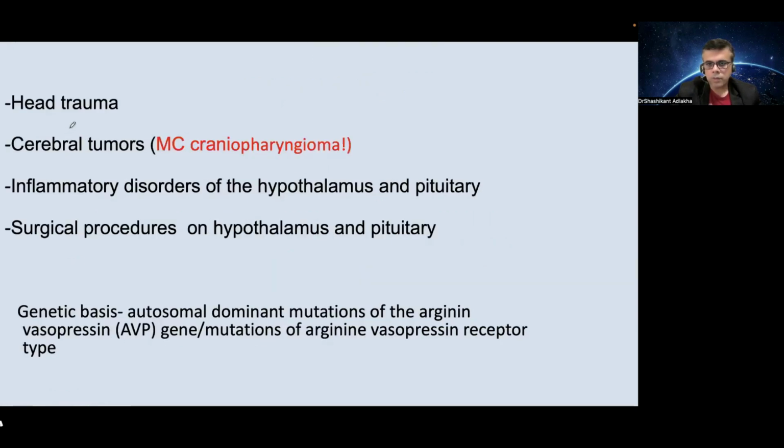The common causes of diabetes insipidus include head trauma, cerebral tumors, most commonly the suprasellar tumor craniopharyngioma, and inflammatory disorders of the hypothalamus and pituitary. Surgical or iatrogenic procedures on the hypothalamus and pituitary could also be contributory. There is also a genetic basis, where there is either deficiency of production or a receptor defect, so a mutation leading to either defective production of ADH, or some kind of receptor level defect of ADH can be seen.